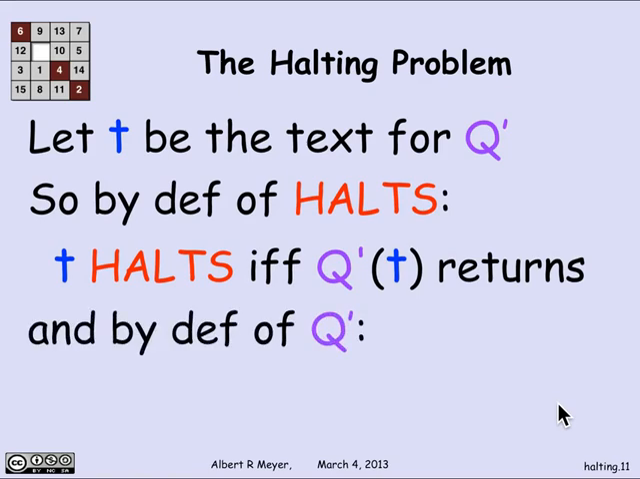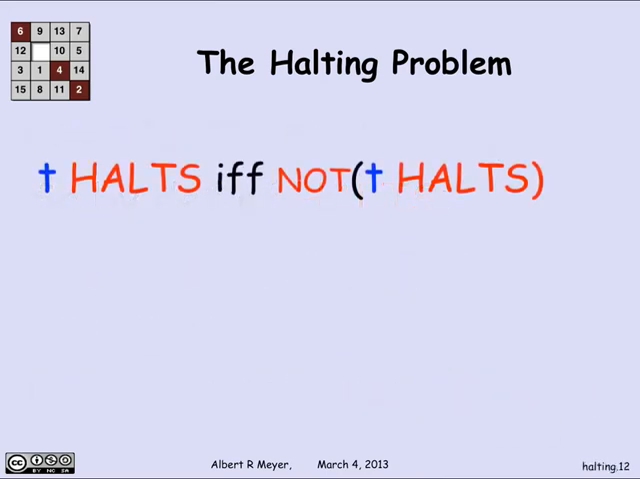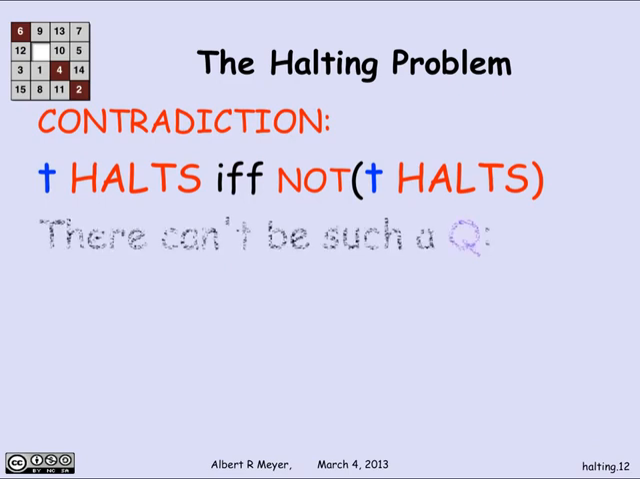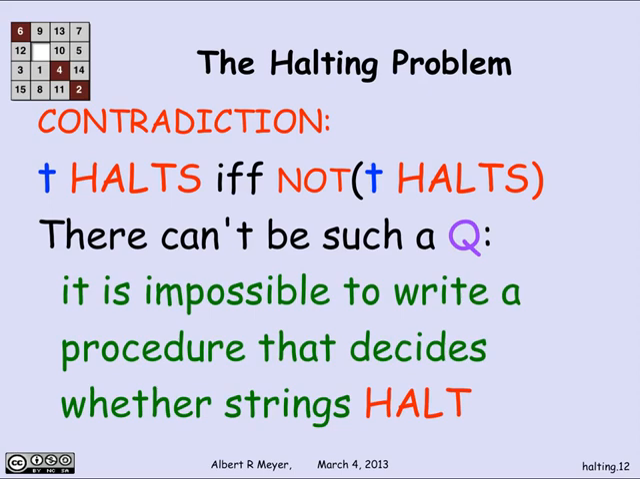Okay? Now, by definition of Q prime, however, Q prime on T returned a value successfully if and only if it was not the case that T halts. So if you put those two things together, we're looking at T halts if and only if Q prime of T returns, and Q prime of T returns the value successfully if and only if T does not halt. Putting the two together, we have a contradiction. T halts if and only if T doesn't halt. And that contradiction says that our original hypothesis, that we had a Q that would decide the halting problem, can't be right. It's impossible to write a procedure that determines, of strings, whether they describe a procedure that halts when applied to itself.